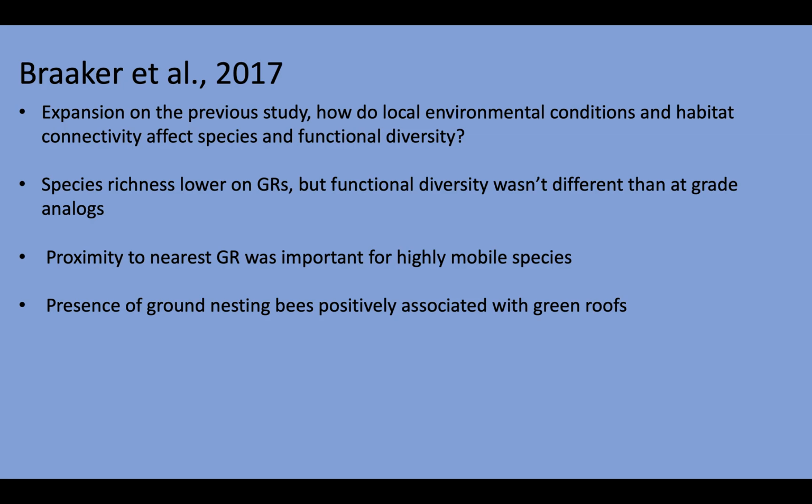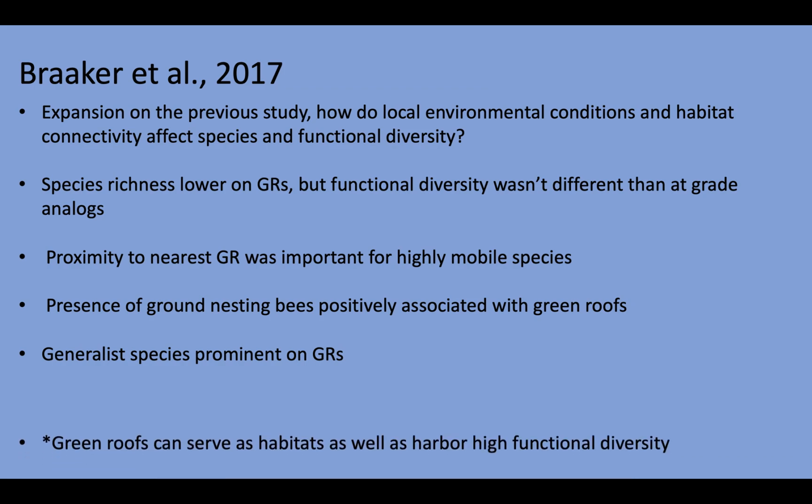The proximity to the nearest green roof was important for mobile species, once again, and the presence of ground nesting bees was positively associated with green roofs, and that had to do with both substrate and floral diversity. It turns out the ground nesting bees really like that green roof aggregate, especially if it's made up of finer particles. There was also a high correlation between generalist species on green roofs. That means species that can take advantage of multiple pollinator plants or multiple environments. They don't need a super specific environment to survive.